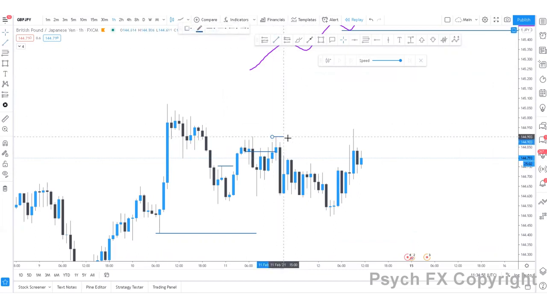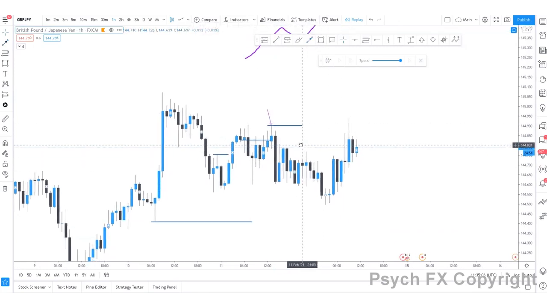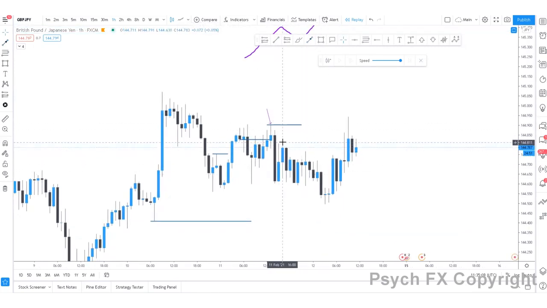Well, it would be from the top of this wick up here. Again, bodies, wicks, it's up to you. So it could be there or it could be there. Okay. But we're doing it from this kind of lower high here. We then come back up into our range up here. That would have been a nice short. We'll go and look at that in another time frame in a minute.